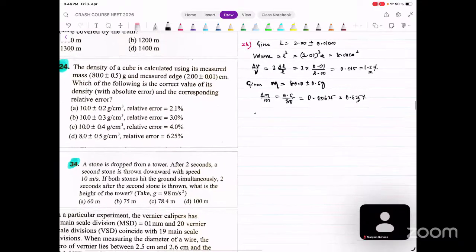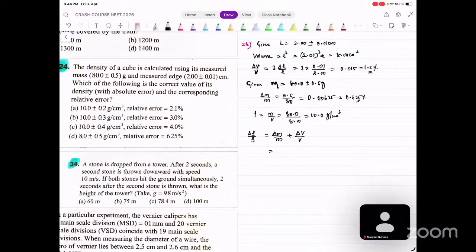देन डेंसिटी निकालो. डेंसिटी इज इक्वल्स टू मास डिवाइडेड बाय वॉल्यूम. मास कितना है 80.0, वॉल्यूम कितना है 8.00. दिस विल बी इक्वल टू हाउ मच फॉर मी 10.0 ग्राम पर सेंटीमीटर क्यूब. अब इसका एरर निकालो. Delta rho divided by rho will be equal to delta m divided by m plus delta V divided by V. So delta m divided by m is how much बेटा?